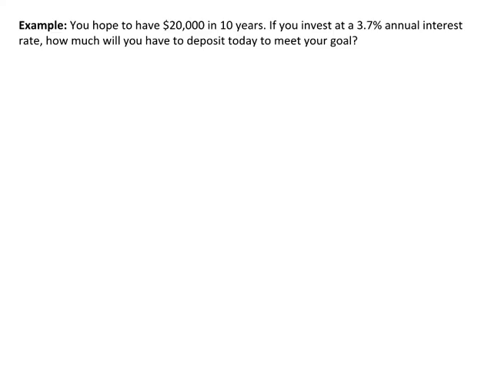Let's try an example with that. So I'll just write out our equation on the side here. A is P times (1 plus r) to the t. Now it's really important that we figure out what everything is here. So let's say you hope to have $20,000 in 10 years. You invest at a 3.7% annual interest rate. We want to know how much you need to deposit today.